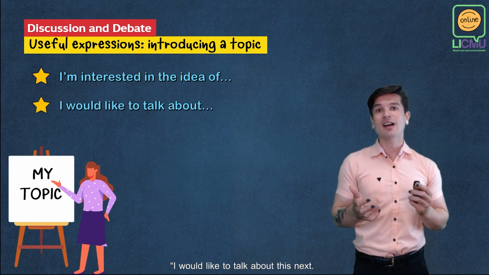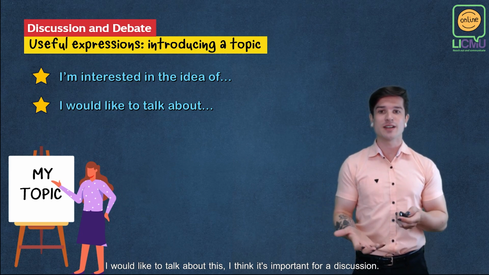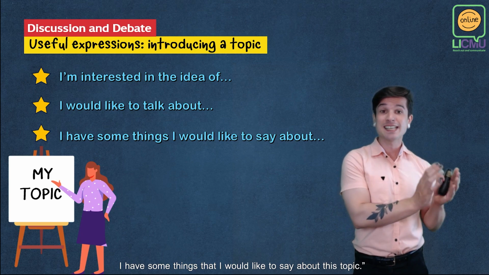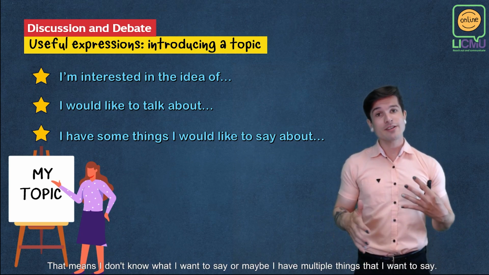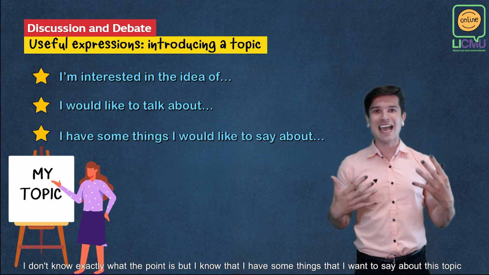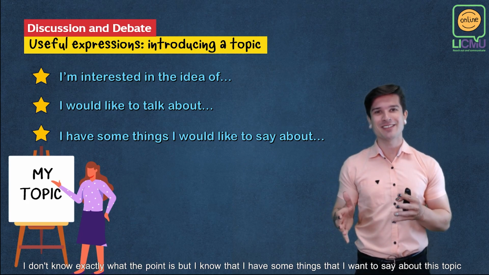I would like to talk about this next. I would like to talk about this. I think it's important to our discussion. I have some things that I would like to say about this topic. That means I don't know what I want to say, or maybe I have multiple things that I want to say. I don't know exactly what the point is, but I know that I have some things that I want to say about this topic.